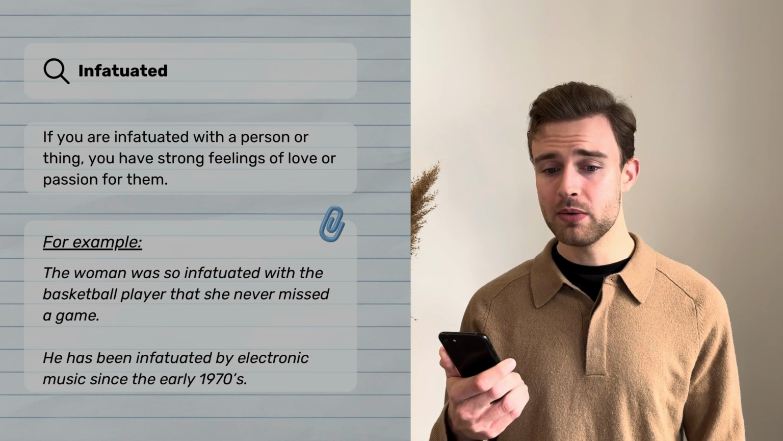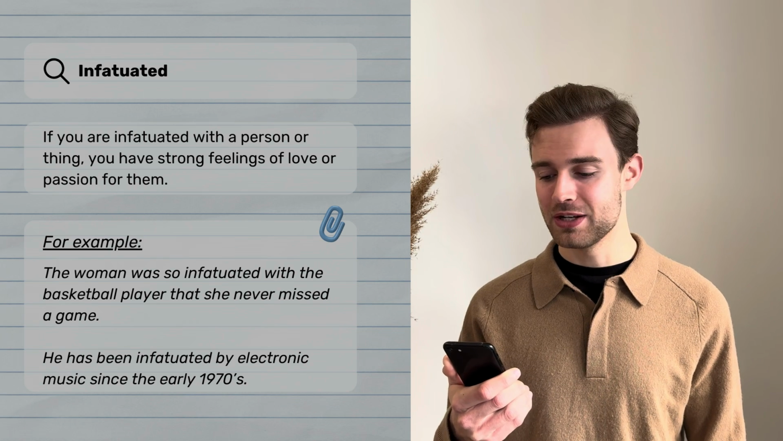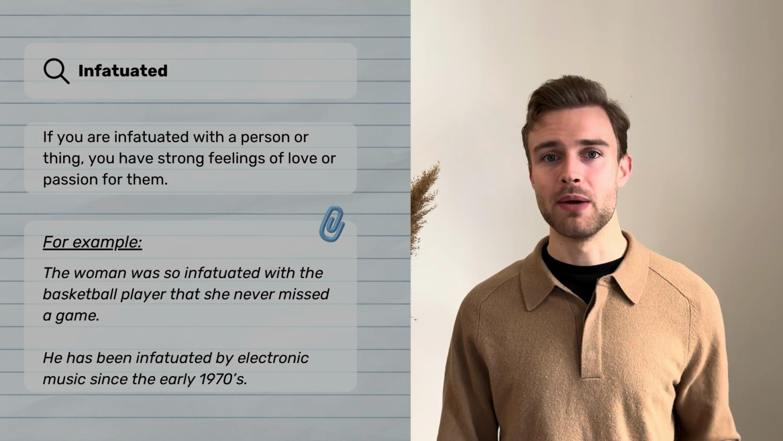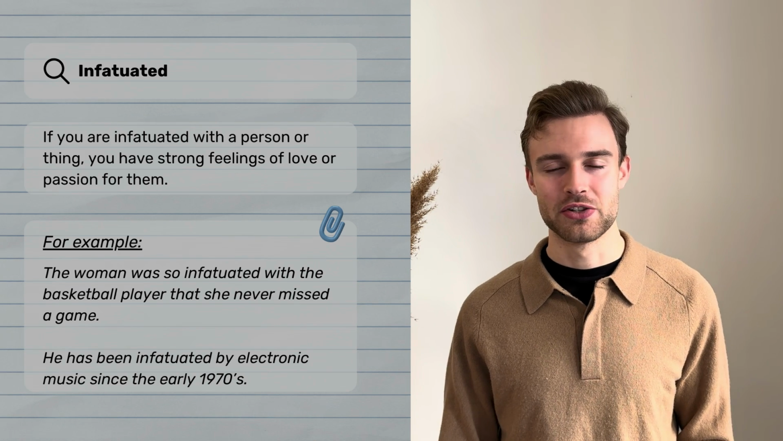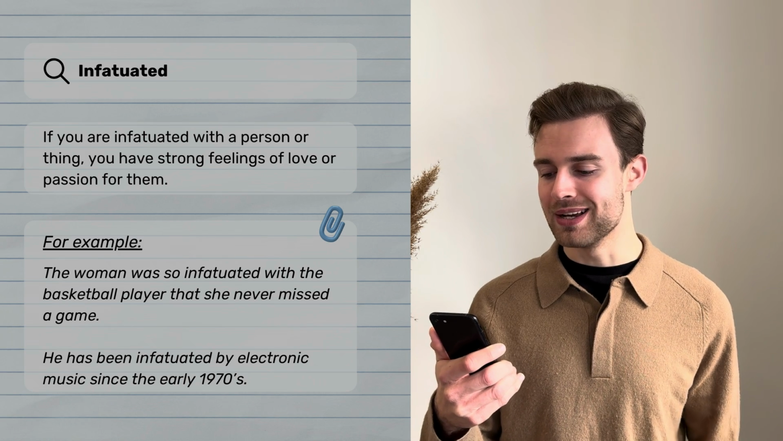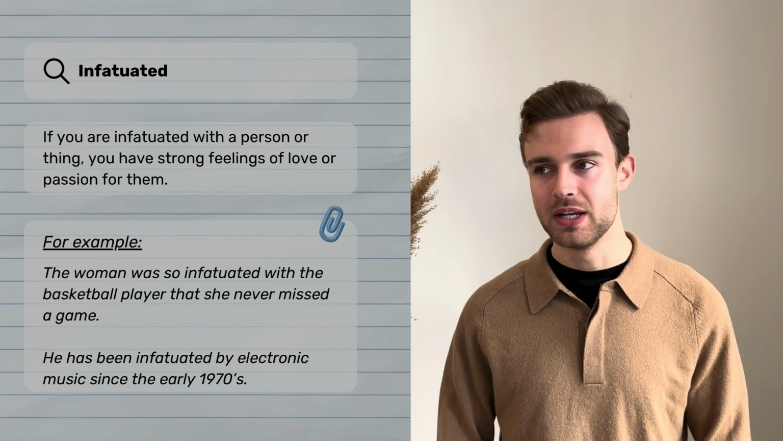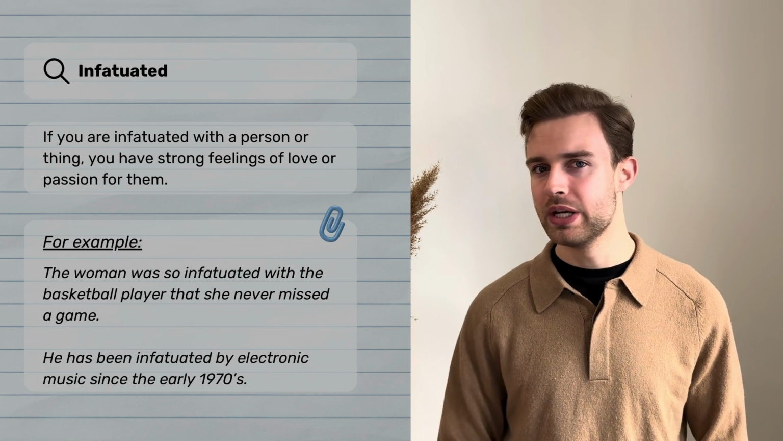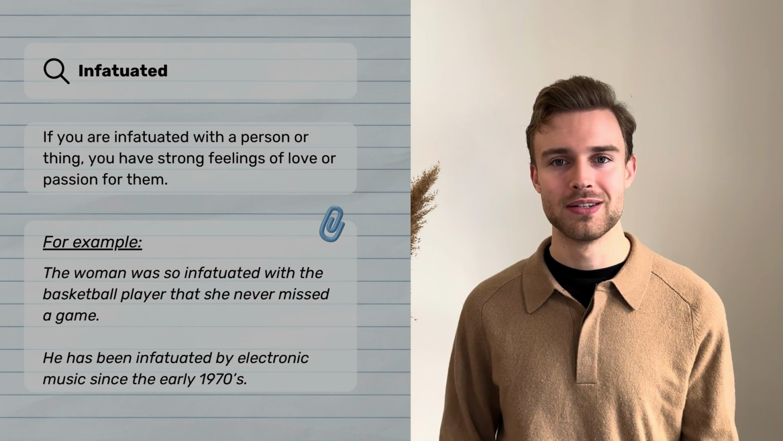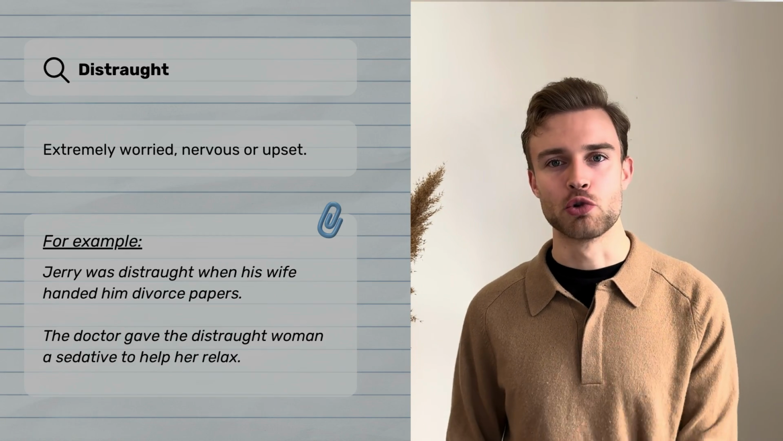For example, the woman was so infatuated with the basketball player that she never missed a game. Now, you can use this word to describe people, but you can also use it to describe things. For example, he has been infatuated by electronic music since the early 1970s. He's really had a passion for it. He's really loved it. He's been infatuated by it for a long time. Infatuated.